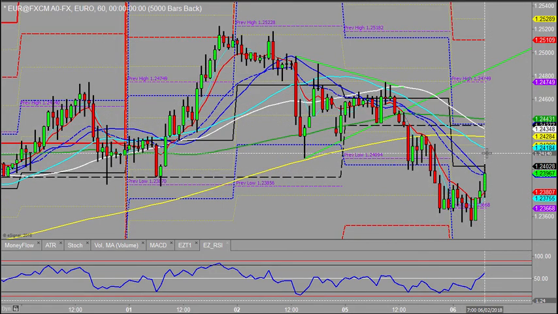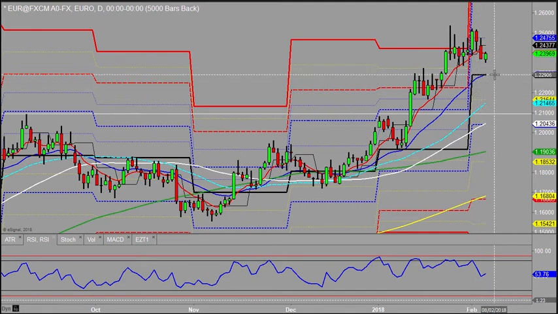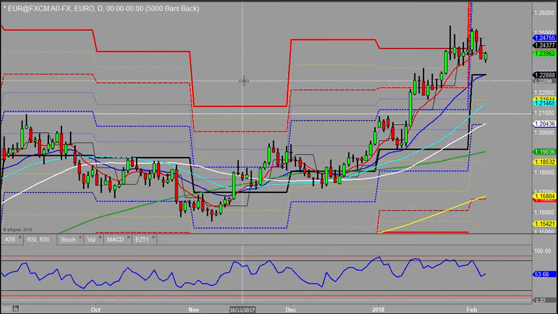Any continuation of this move, well, I still have a bigger picture bullish view on this market. You look at the bigger picture here, your trend lines are going to be underneath this monthly pivot anyway, but it could well pitch up again. There is certainly strength in it. Okay, that's the euro.